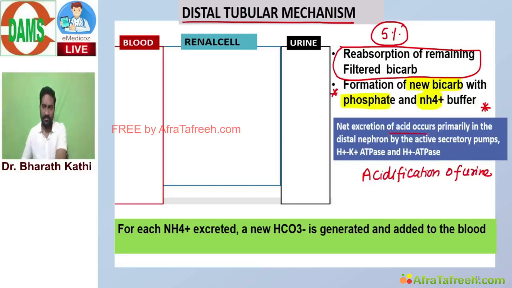Net excretion of acid occurs primarily in the distal nephron, net excretion of H plus, by active secretory pumps.